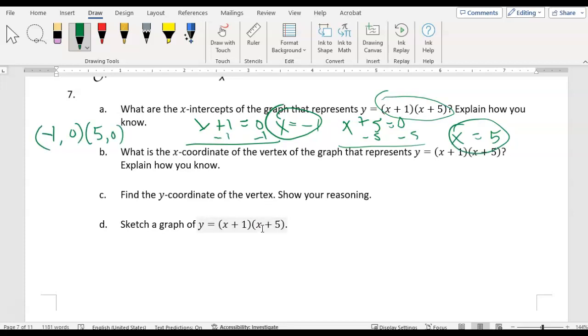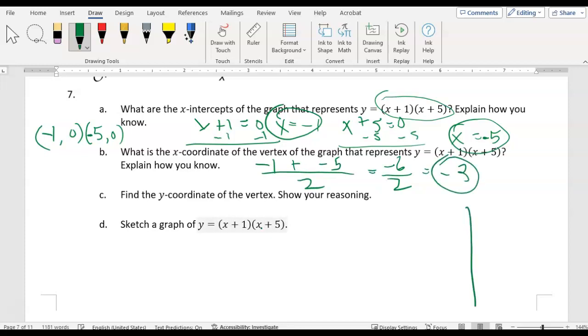What is the x-coordinate of the vertex? So if my, negative 5, sorry, I forgot the negative there. All right, so then I'm looking for the vertex, the point between those two. So negative 1 plus negative 5 divided by 2 is negative 6 divided by 2, which is negative 3.